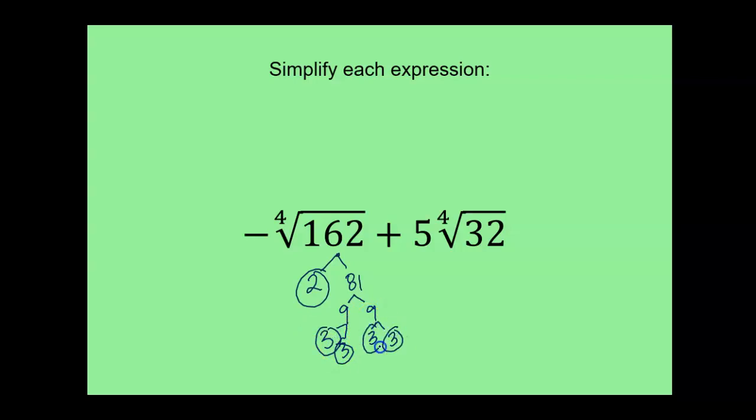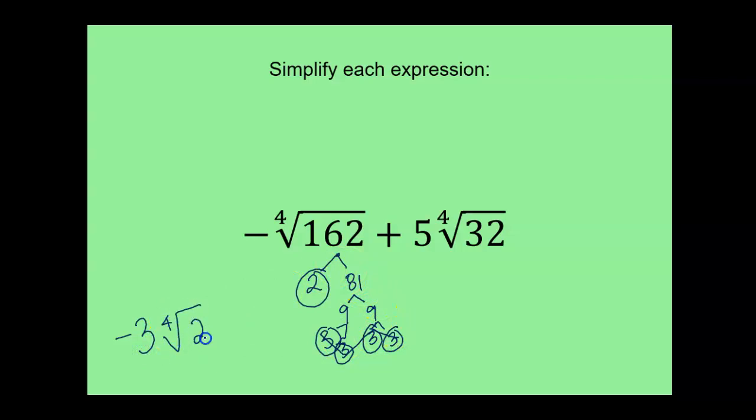So because it's a 4th root, I need 4 copies of the same in order to bring one out. So because I have 4 3's, I can bring that 3 out. Notice there's already a -1 out here. If I don't see a number there, it would be a -1. So that becomes a -3, and the 2 would have to stay underneath.